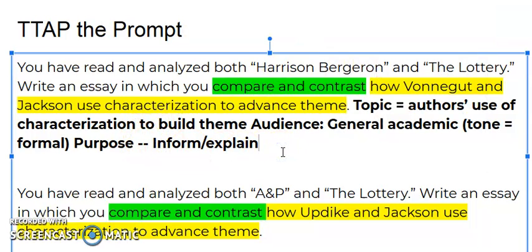So there you go. We have TTAPed our prompts and we are ready to go. Let's go to the next step.